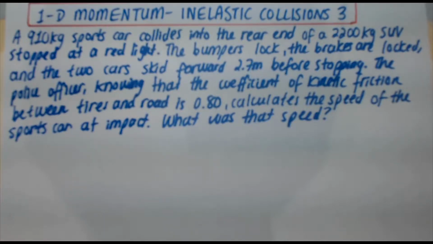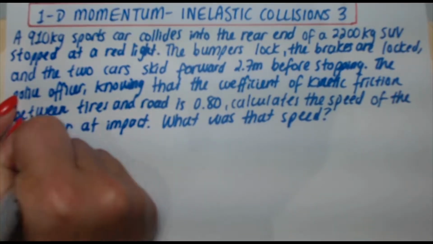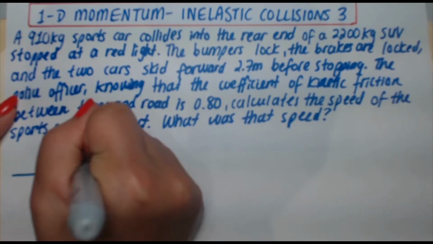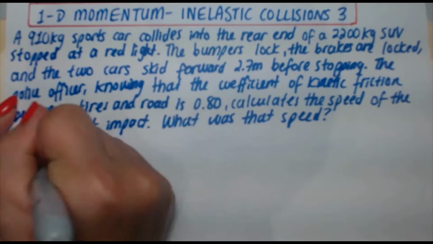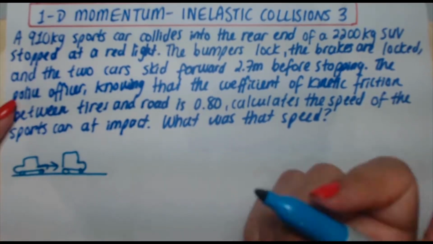What was that speed? Okay, so in the previous videos, you've seen a two-stage process, before and after, when we do our conservation of momentum. This problem actually has three things going on. Initially you've got the sports car driving forward, and the SUV is just parked. So here's your sports car, it's moving, but the SUV is not.